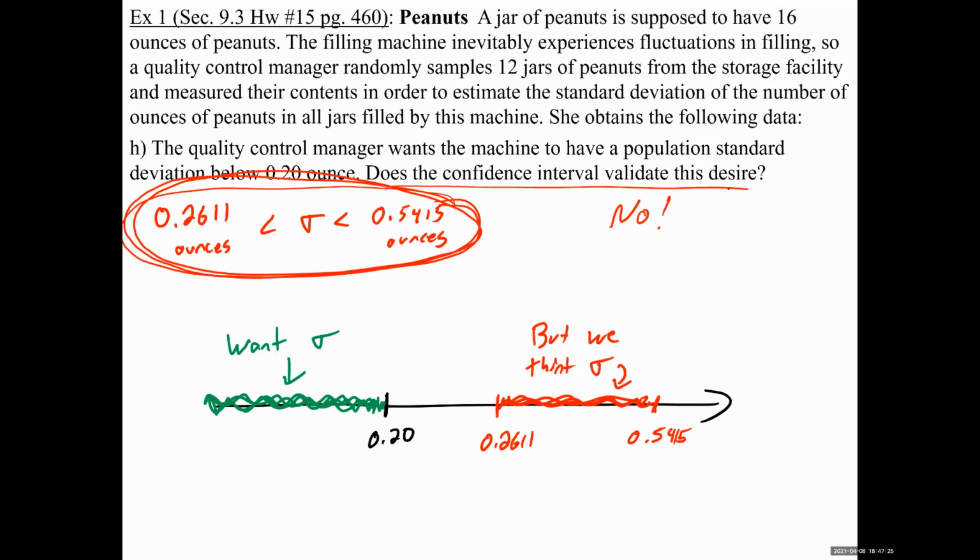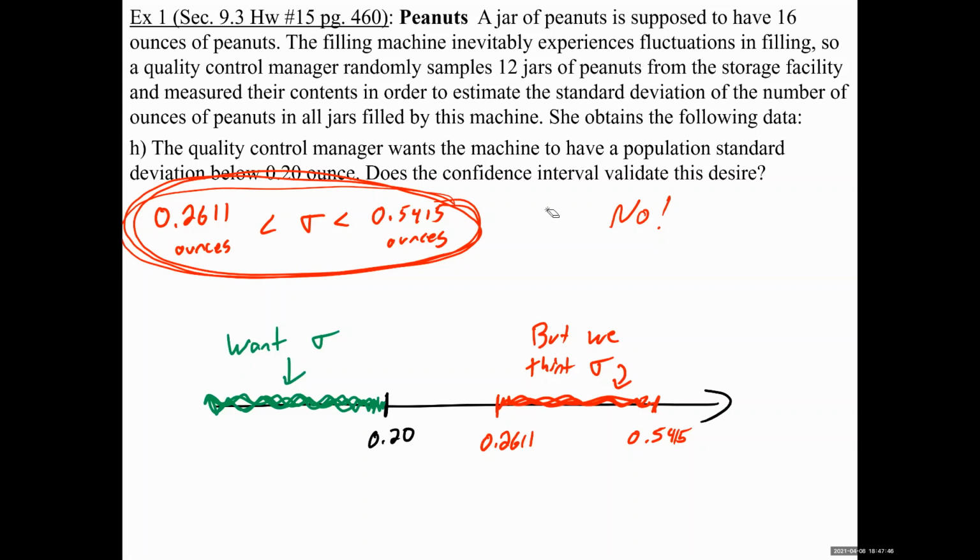Does the confidence interval validate the desired? No. So what would you tell your employer? You'd say, okay, something's up here. We've got to either fix the machine or get a new machine, that kind of thing. So you see, it's a useful result. We got a confidence interval, and from the confidence interval, we're able to answer a question that's useful to the company. Do we need to fix the machine or that kind of thing?